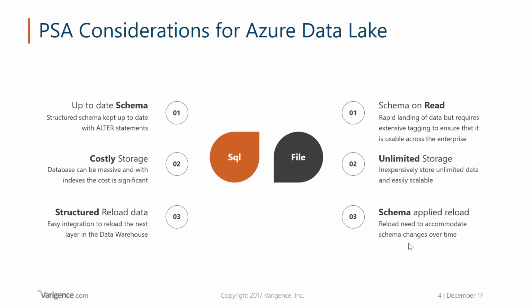So when considering persistent staging for Azure Data Lake or for Azure Blob storage, versus using a database or a database-based schema, there are a few differences. On the left-hand side here, looking at the SQL, when you do persistent staging you have an up-to-date schema. In other words, if your source system changes a column definition or adds a column to the source schema, you would alter the table and create all your packages or your ETL associated with it, so your schema is always up to date.